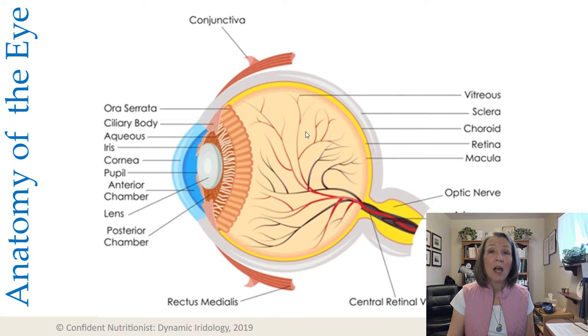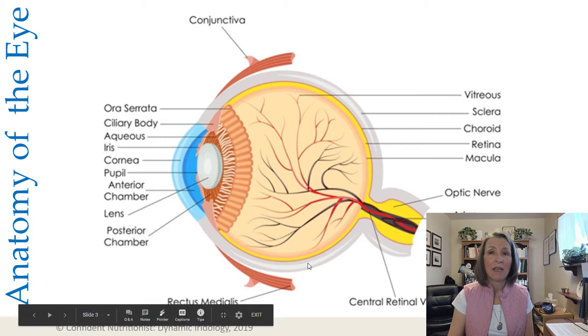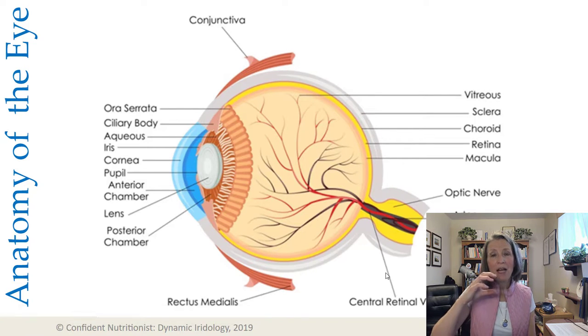We also need to be aware of some of the different structures of the eye. So let's just review the fact that the entire eyeball is a neural receptor and that it is connected to the optic nerve that goes directly to the brain. It's not a series of nerves, it is one nerve.